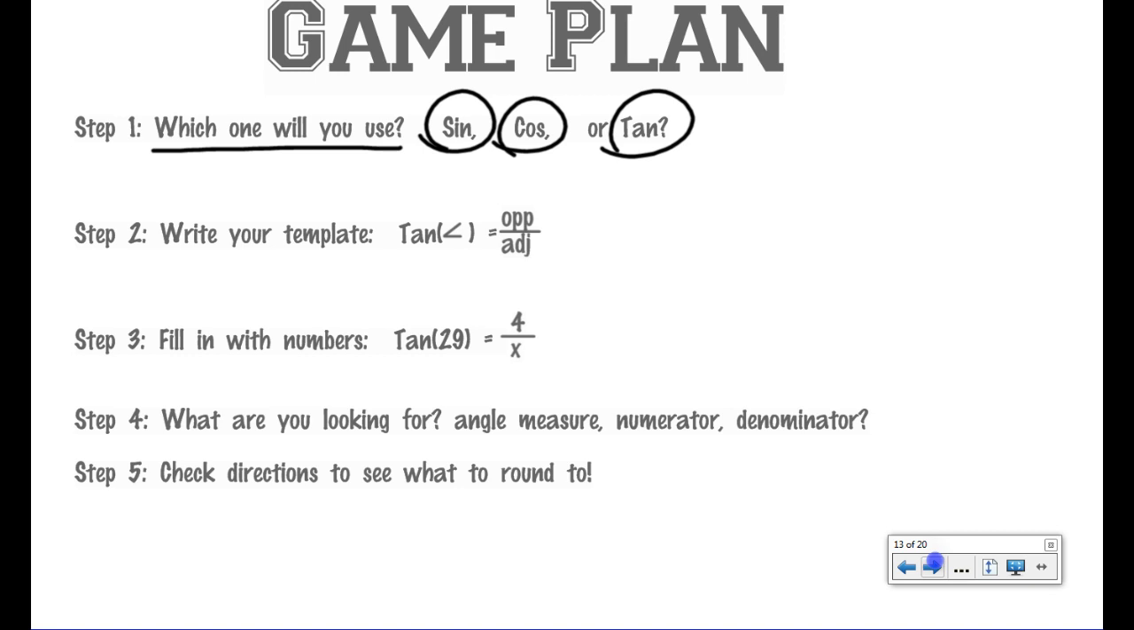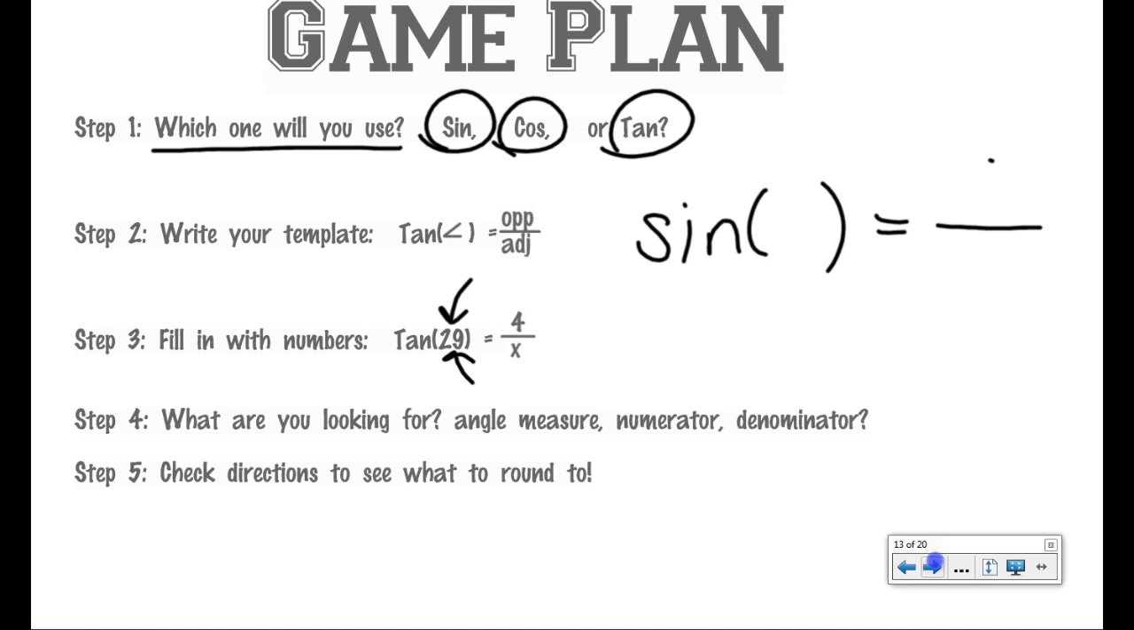Step 2, write your template. Your template would be like sine of something equals something over something. That's like writing the equation with nothing in it. It's like a skeleton. After you write your template, you fill in the numbers. What always goes right here? Your angle. Your angle is the only thing allowed in the parentheses. It's like they have a special password to get in and no one else does.